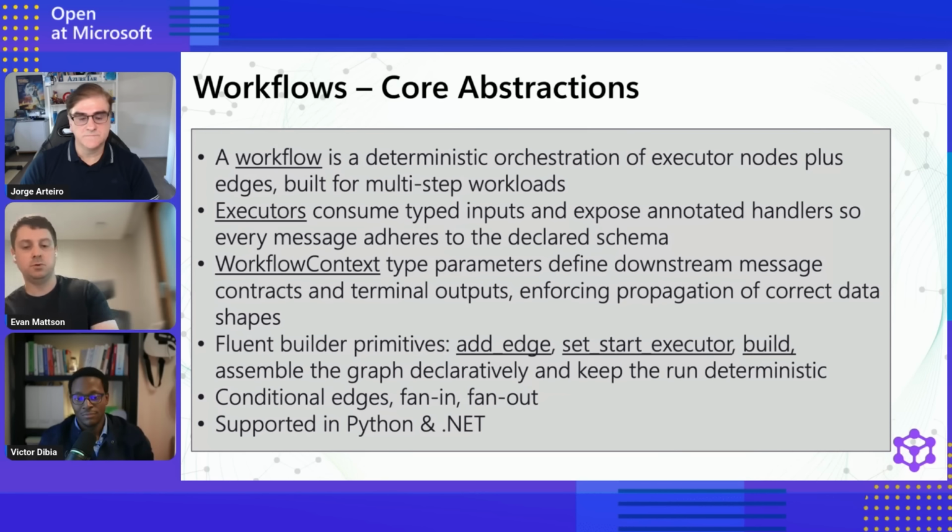And so we're introducing these executors. We're using the executor as a base class that can consume typed inputs and expose annotated handlers. We're putting type safety heavily into the API because we want it to be robust. We want there to be upfront validation, which we'll talk about soon, and we want to make the experience so much better than what we had on the Semantic Kernel side, so that if you don't wire things up properly, you'll know upfront.